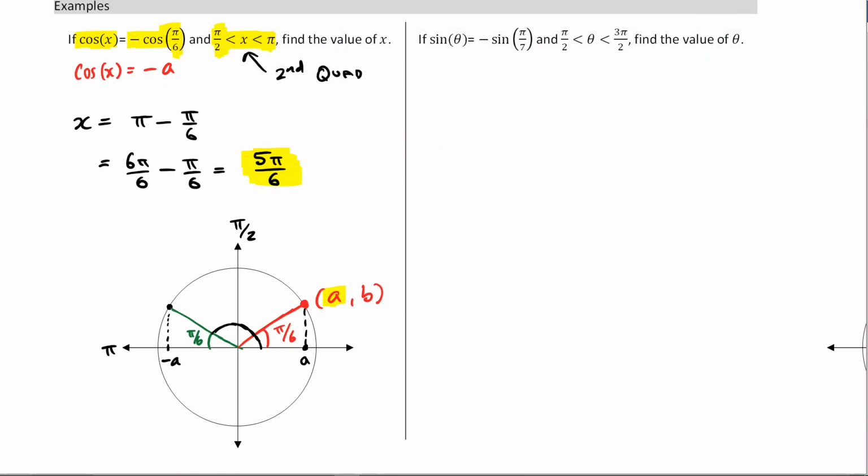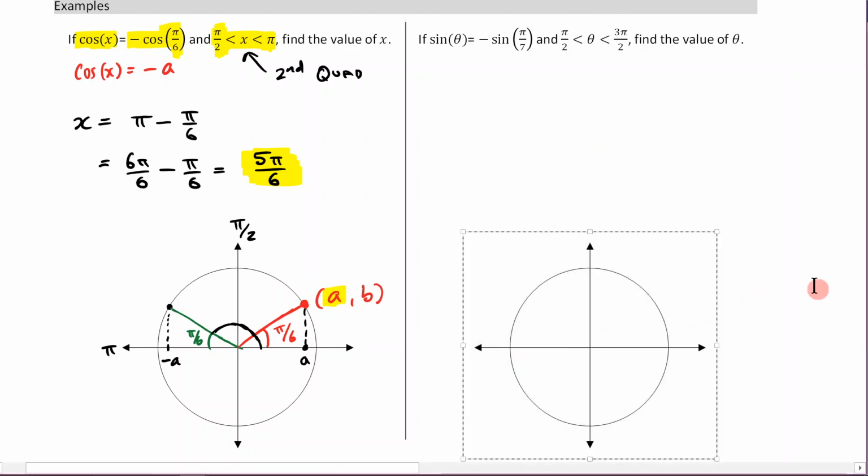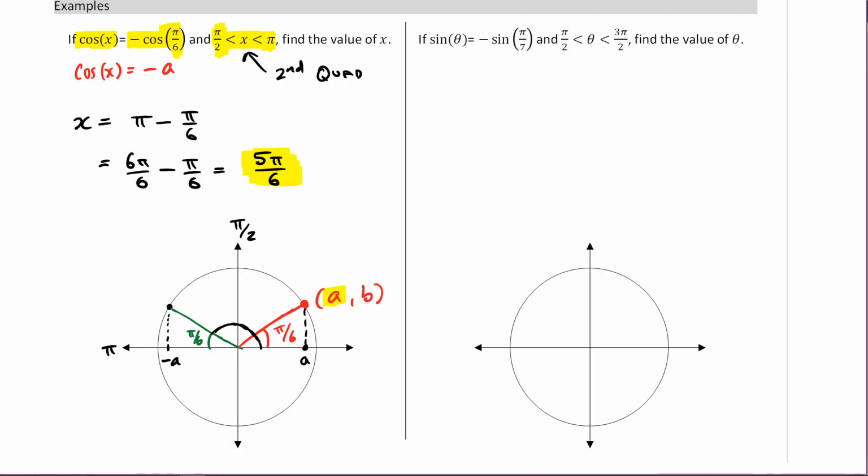Let's now go on to the next one, which is a little bit more challenging. So again, what we're going to do, even before we look at anything, let's just bring across a unit circle. So just quickly sketch a unit circle for yourself, and you might find that this is just a more doable question. Okay, so it says if sine of theta is equal to negative sine pi on 7, and this is our domain, find the value of theta. The first thing I'm going to do is just graph sine pi on 7. So again, this isn't accurate at all. We're just going to give ourselves a rough sketch of what's going on here.